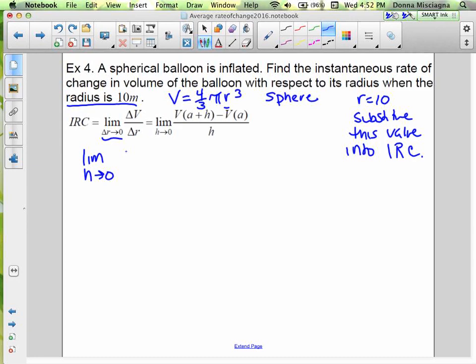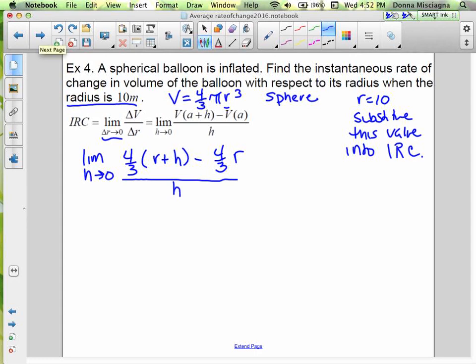So I'm going to plug in r plus h. Right, so we have 4/3 pi r plus h cubed minus 4/3 pi r cubed, all divided by h.